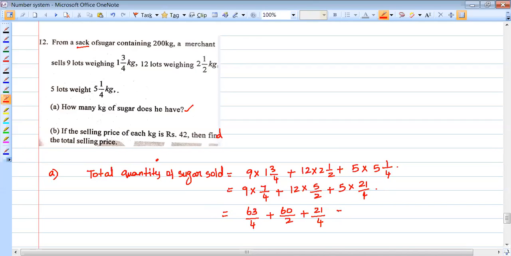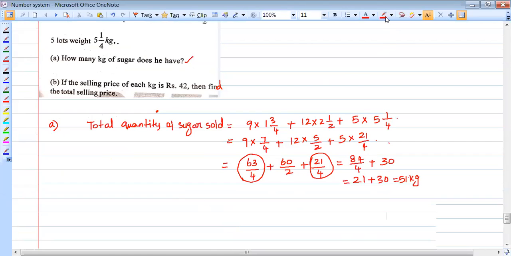So now how can we further simplify? See this fraction and this fraction, both denominators are the same, so we can add directly. 63 plus 21, 84 by 4, which is 21. What is the remaining fraction? 60 by 2, which is 30. Now we get 21 plus 30, 51 kg. So what is the total quantity of sugar sold? 51 kg.